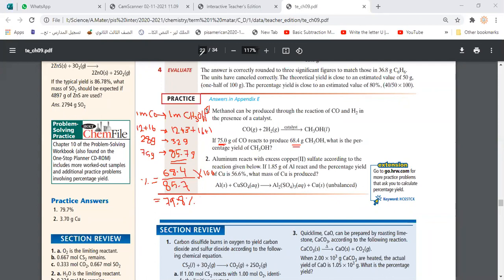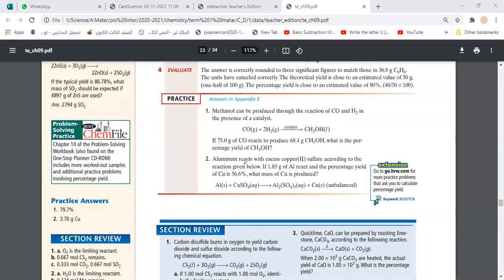Yes. So could you please help me to answer the next one? Okay. Here it says that aluminum reacts with excess copper. So we have excess copper, that means copper will not be part of our calculations. Copper 2 sulfate, according to the reaction given below, if you have 1.85 gram of aluminum, and the percentage yield is given already.